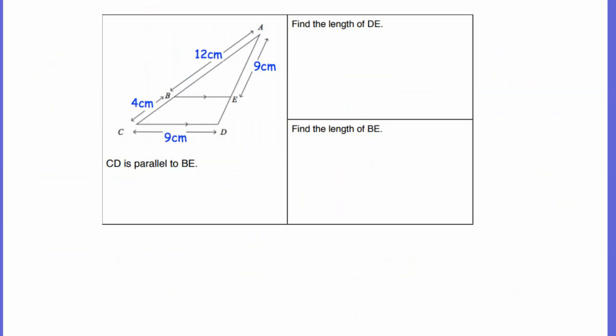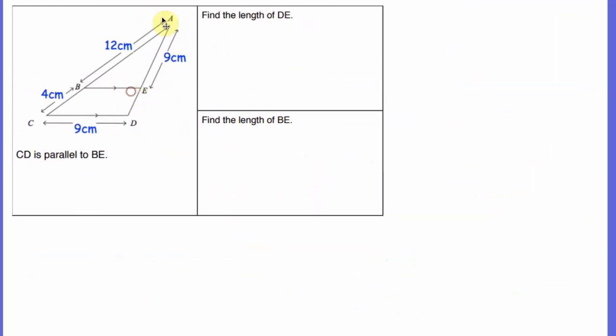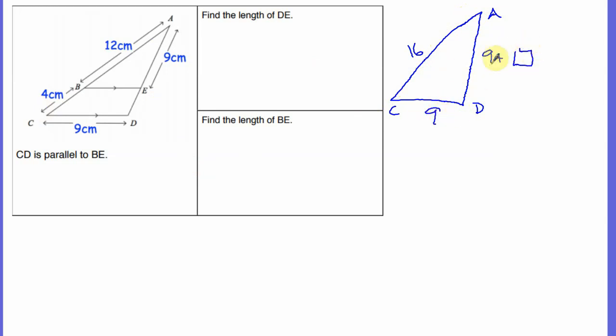Okay, this one was a little bit harder. It's to do with similar triangles. So first of all, I'm going to draw my 2 triangles that I have out. So I'm going to draw my larger triangle, pretty badly, but that's going to be A, C, D, and I'm going to fill in my lengths I know. 12 and 4 makes 16, and this is going to be 9 plus something. We don't know what that something is yet, that length ED.